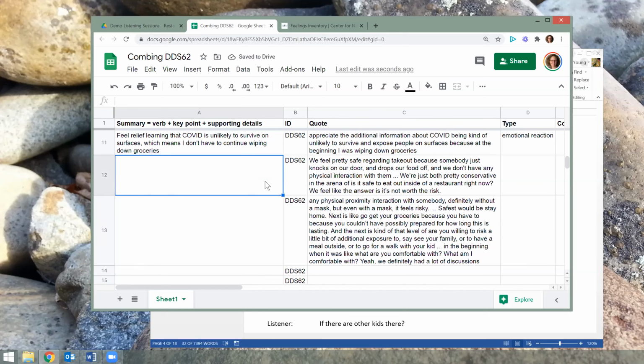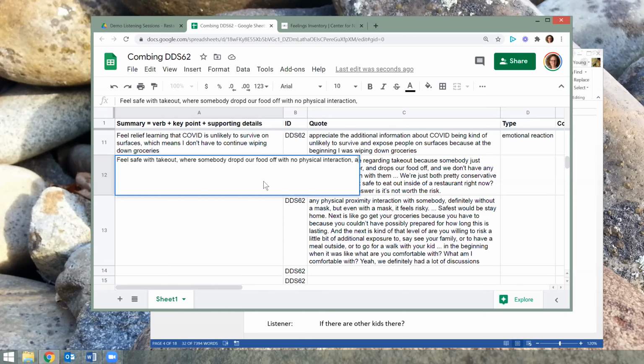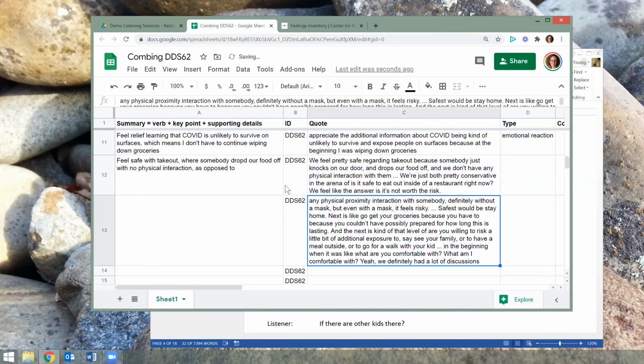So feel safe with takeout, comma, where somebody drops our food off with no physical interaction as opposed to, how did she say it? Eating out inside of a restaurant.